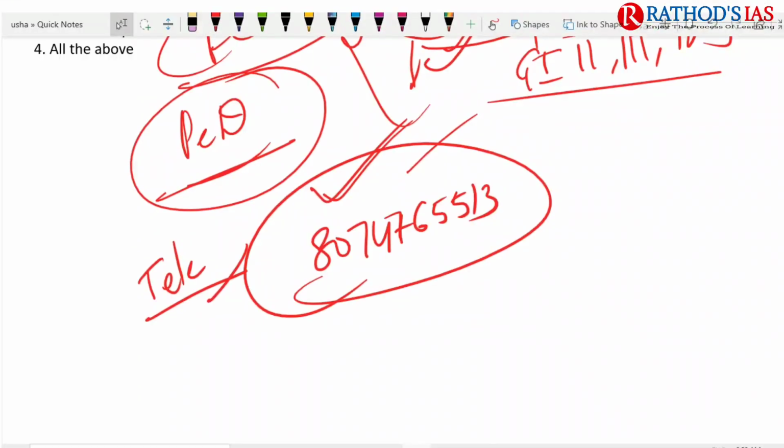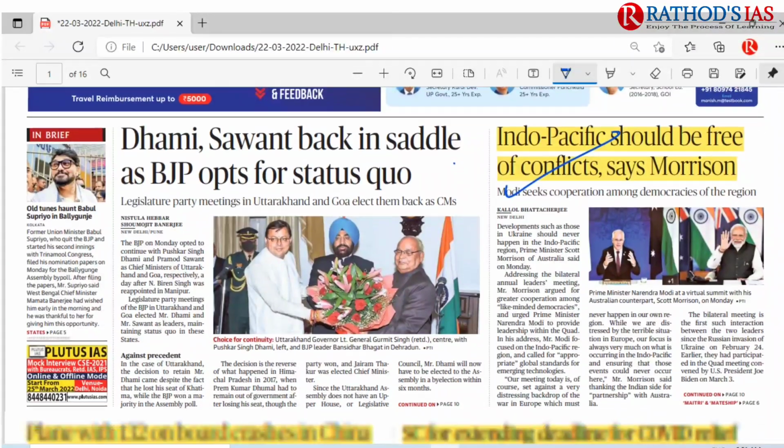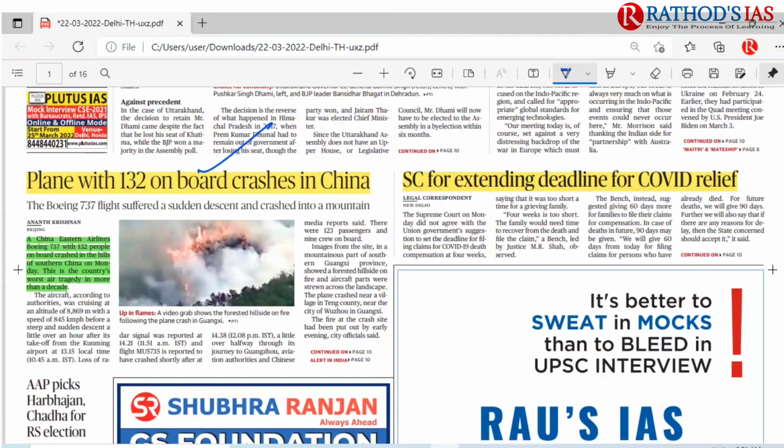And now let us try to see today's Hindu newspaper PDF. So this is our today's Hindu newspaper. The date here is March 22, 2022 and this is the Delhi edition. So the first topic is regarding the Indo-Pacific should be free of conflicts. I discussed this topic. And one more important topic here is a plane with 132 on board crashes in China.